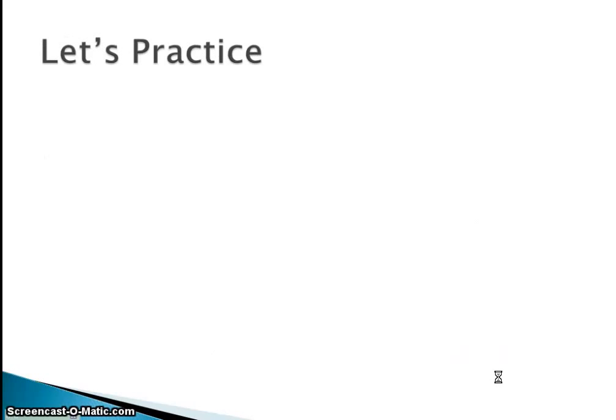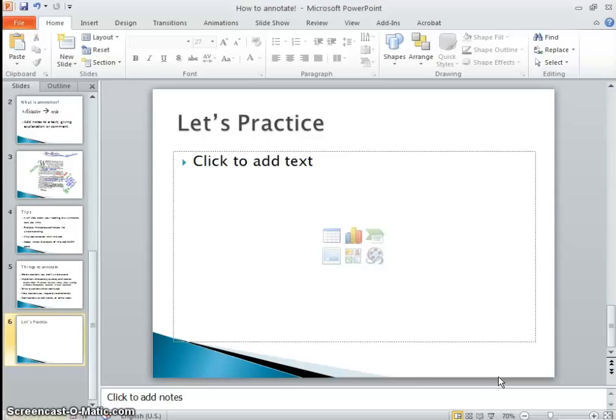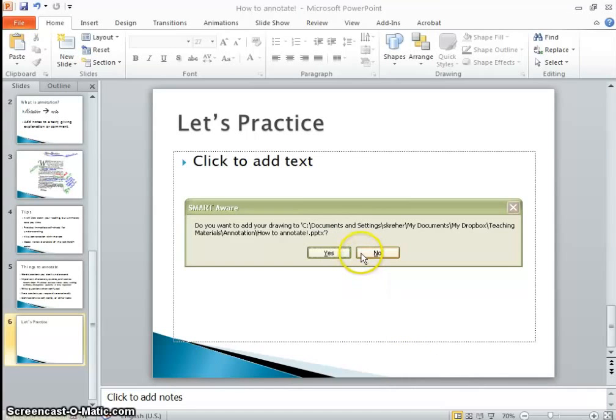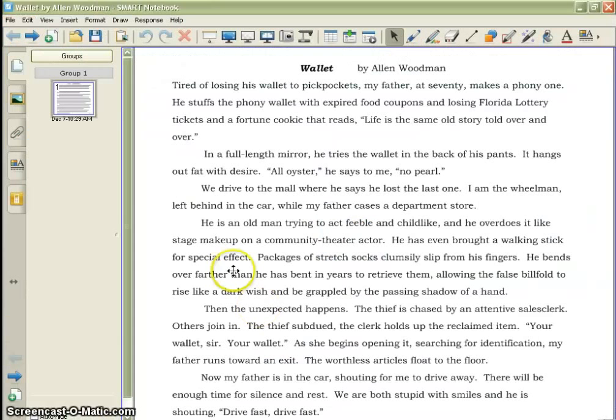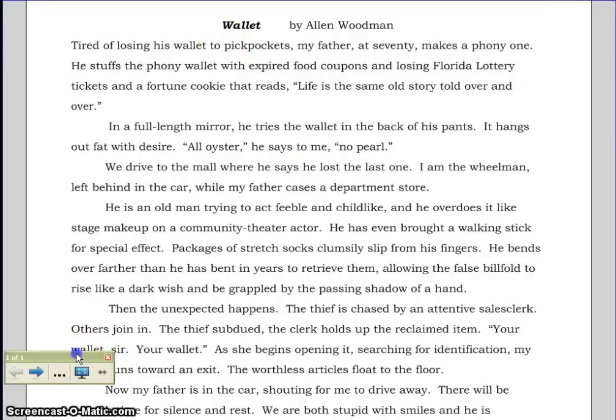All right, so what we're going to do next is practice with a short story. We've got a little bit of flash fiction here, a story called Wallet by Alan Woodman. What you should probably do at this point is, this is the whole story right here. I suggest, I don't think you can see the bottom part of it.